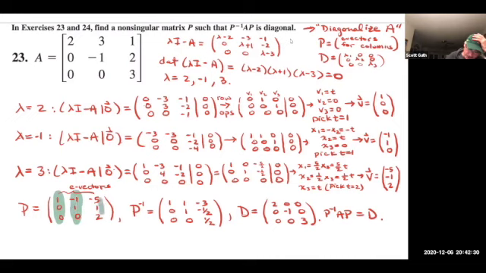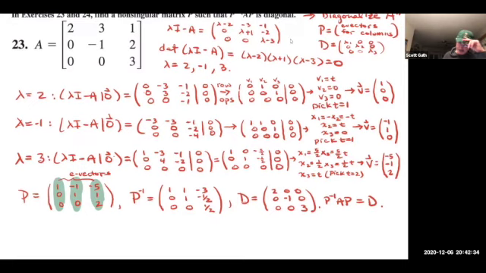Okay, so these are my eigenvectors here. And P inverse is what it is. D here, this diagonal matrix, these are the eigenvalues. So let's make that note down here. These are my eigenvalues.